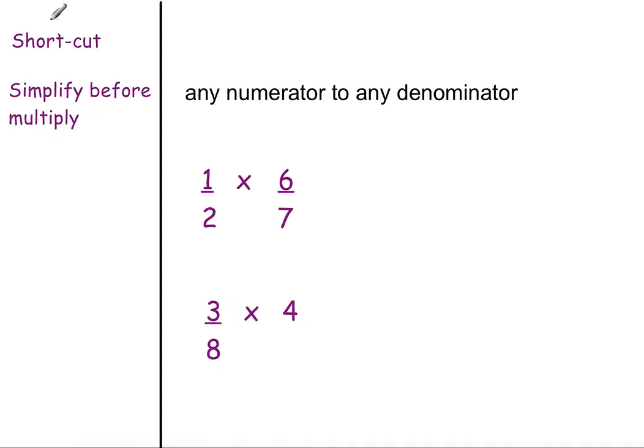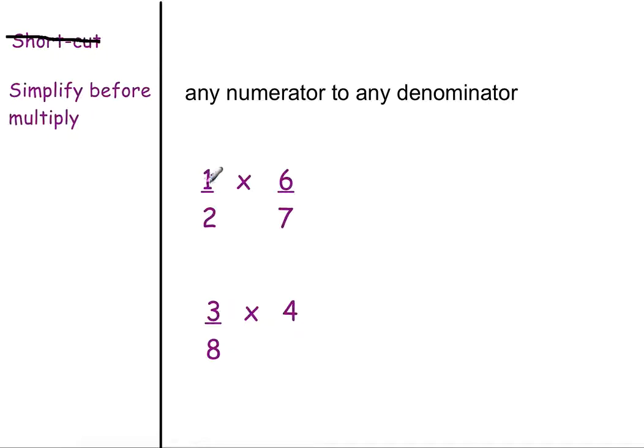We're going to go ahead because this is what I really want you to do today. It's really a shortcut, but we're not going to even call it a shortcut because I want you to always simplify before you multiply. So let's write that. What I mean by that is you can simplify any numerator to any denominator. So any top to any bottom. As I go through, I look at 1 and 2. Can they be simplified? Nope, they already are.